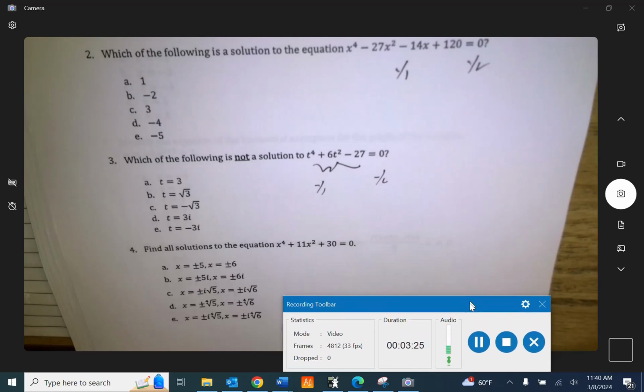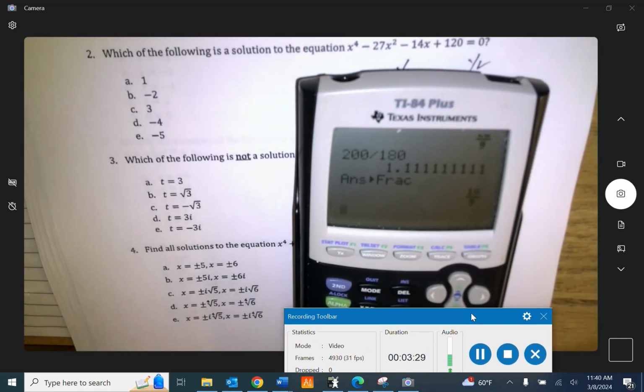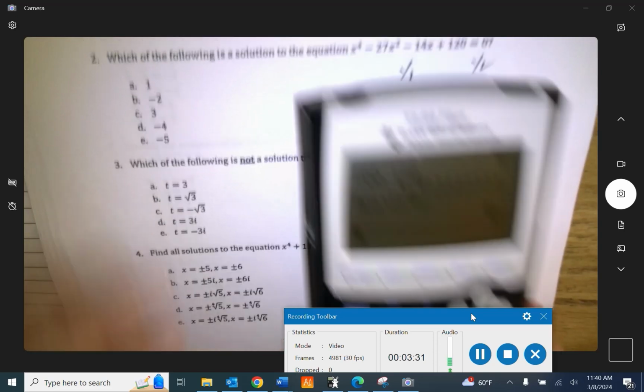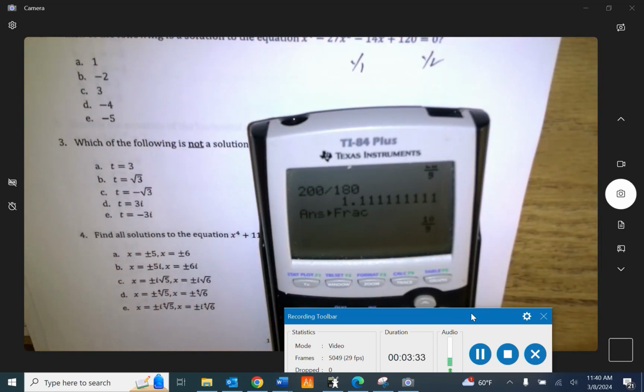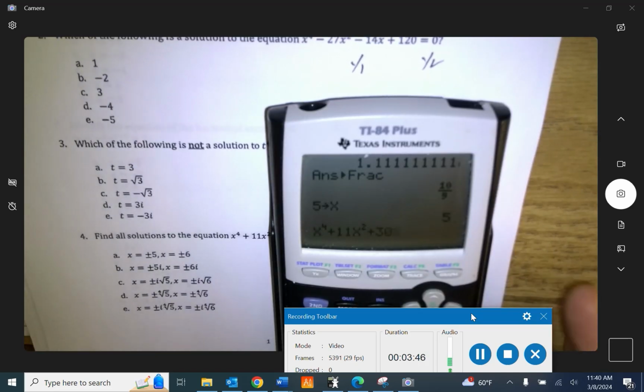Anyways, back to whatever I was doing here. This is a partial cheat with a TI-84. Actually, I don't even know. It's a complete cheat with a TI-84, isn't it? Take a 5, store it to x. I don't know why I'm wasting time on this one. X to the 4th plus 11x squared plus 30. 5 is not a 0. Who would have thought? So 5 is not a 0, negative 5 is not a 0.